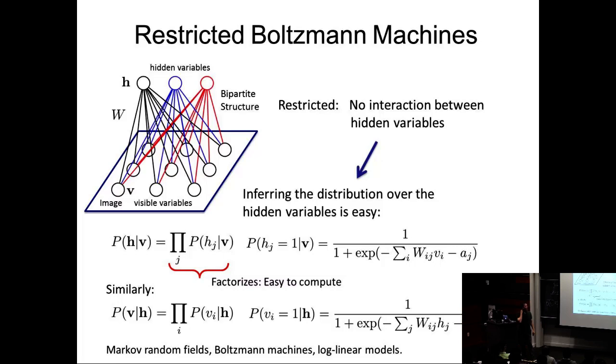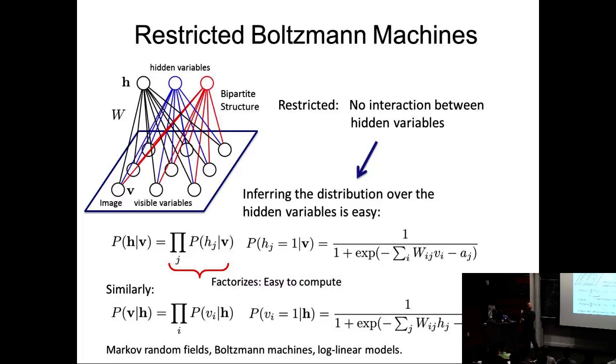Similarly, for P of H given V, we can say this conditional is given by the logistic function, right? And again, these are instances of Markov random fields. Sometimes people call them Boltzmann machines. Sometimes people call them log linear models.